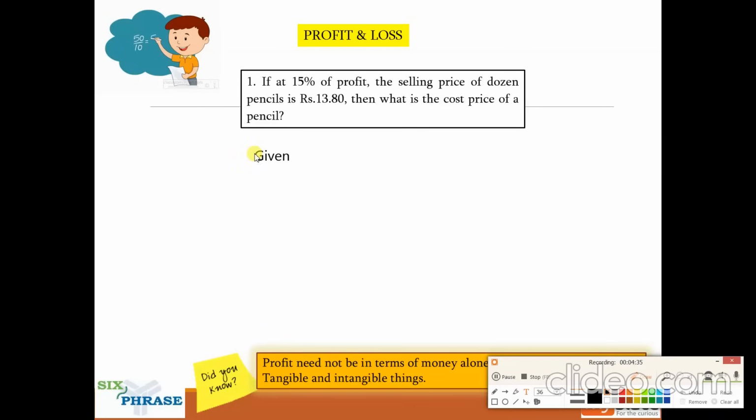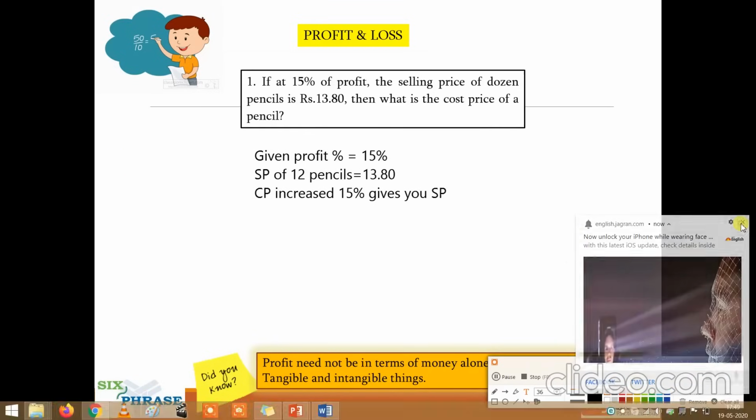Given profit percentage, which is equal to 15%, and given SP of 12 pencils, which is equal to 13.80. Now you know, from the first given and the second given, you know cost price increased 15 percent gives you selling price. So this is what you can get from the first and the second given.